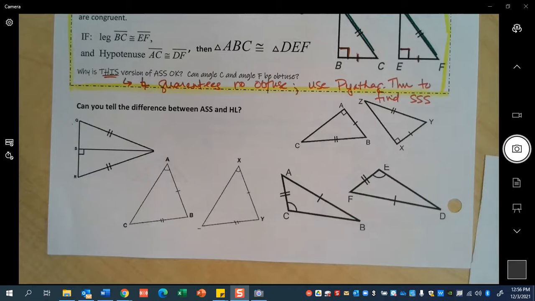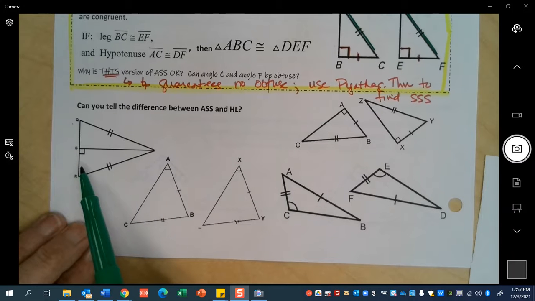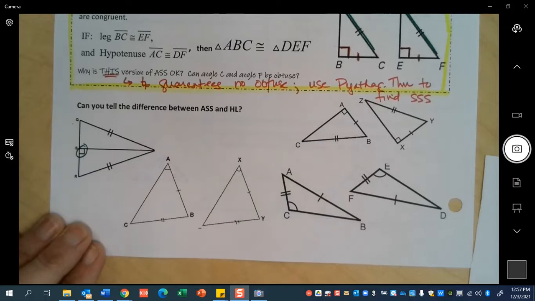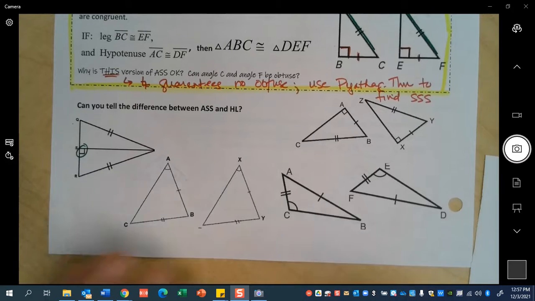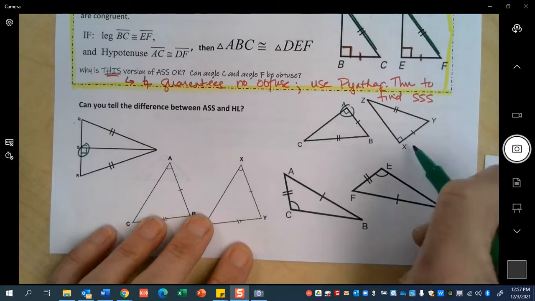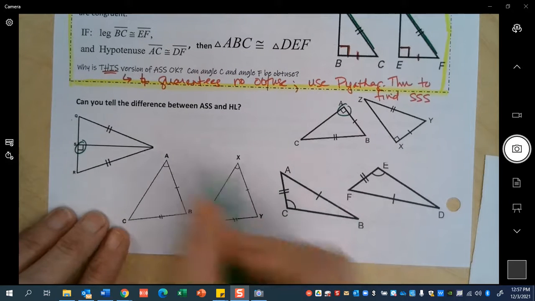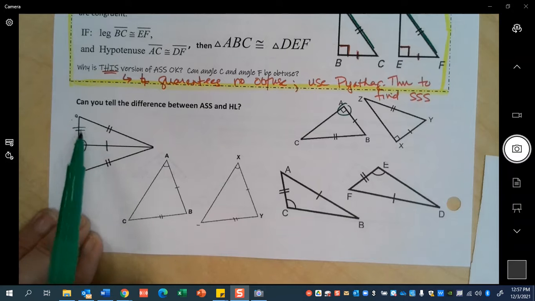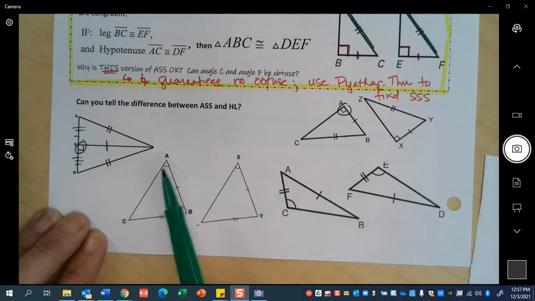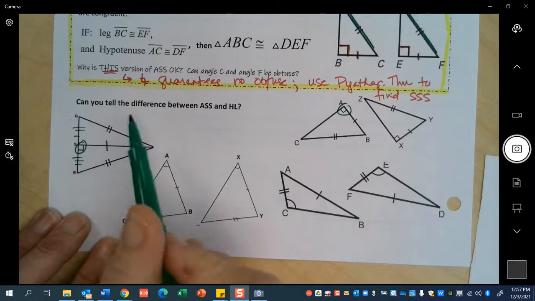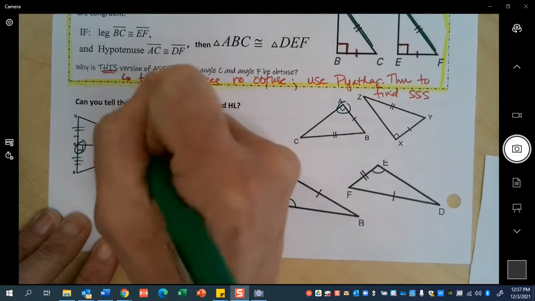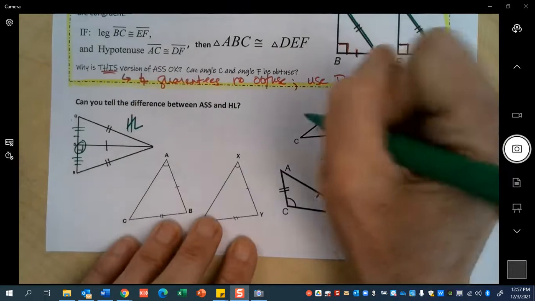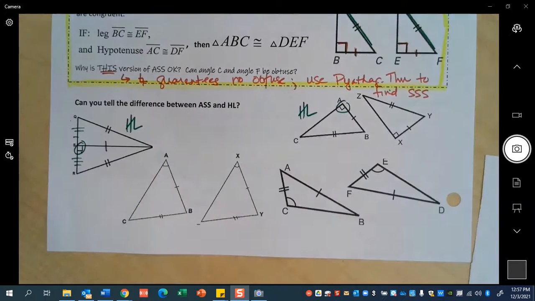All right, so let's talk about this one. Would you call it angle side side or hypotenuse leg? Hypotenuse leg. That's the kicker. As soon as you see a right angle, then you know that you can get that 3rd side congruent through the Pythagorean theorem, so that having 1 angle and 2 sides is perfect. So hypotenuse leg, not a problem.